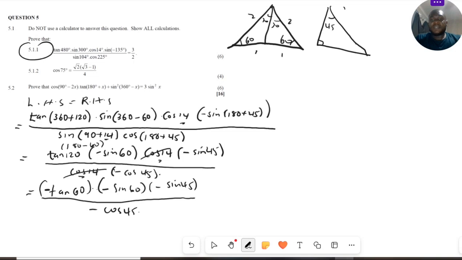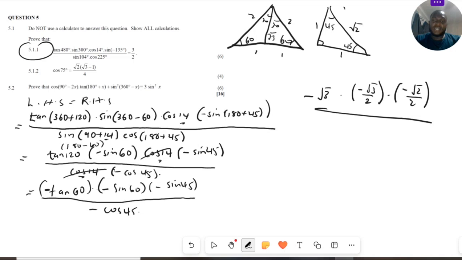This is 45 and this is 45. It gives you 1, 1 and square root of 2. We all know where this one is coming from. Then where you see negative tan of 60, we have a root 3 here. So negative tan 60 will give us a negative square root of 3. Then negative sine 60 will give us a negative square root of 3 over 2. And a negative sine 45 will give us a negative square root of 2 over 2. And also it's the same as a negative cos of 45, which is negative square root of 2 over 2.